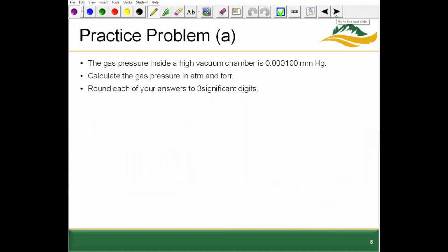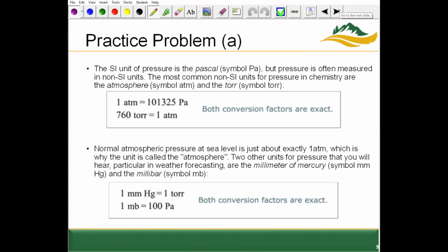So let's go into these different units of pressure. The pressure inside a high vacuum chamber is 0.000100 millimeters of mercury. We're going to calculate the gas pressure, and convert this pressure into both atmospheres and torr. These conversion factors are ones that you should write on your note card or start memorizing, but there are a few key ones we need to know so we can go between atmospheres, pascals, torr, millimeters of mercury, etc.